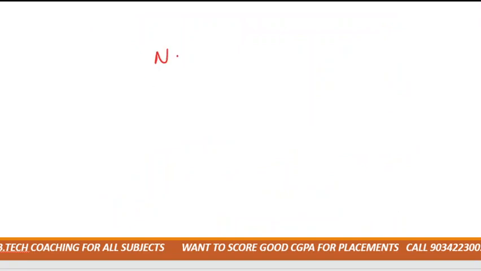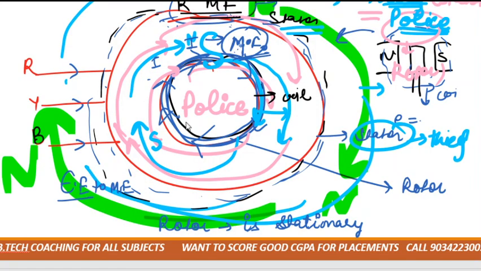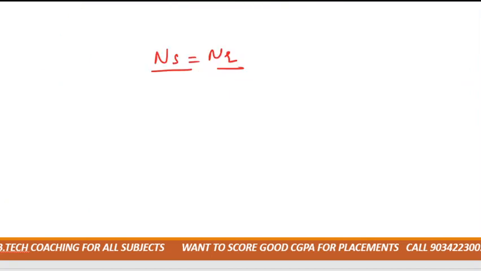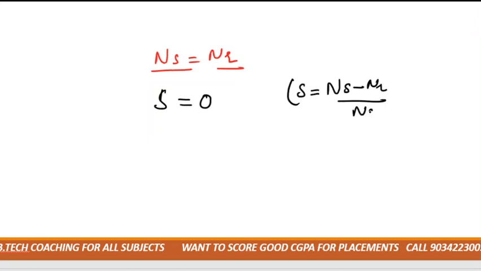Next case, if Ns is equal to Nr, means stator and rotor are at the same speed. Suppose the thief is moving at the same speed and the police is also moving at the same speed. If both are moving at the same speed, will they be able to catch each other? No. So if Ns is equal to Nr, how much slip will we get? Slip will be 0. Why? Because S is equal to (Ns minus Nr) divided by Ns. So if Ns is equal to Nr, then slip would always be equal to 0.